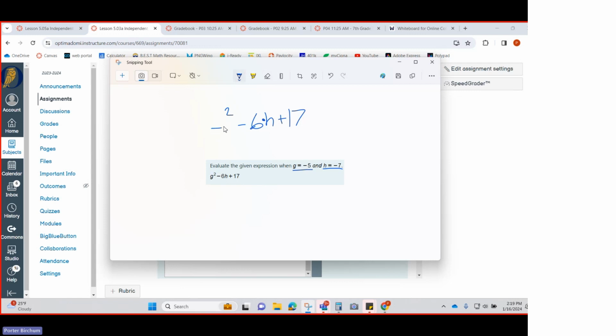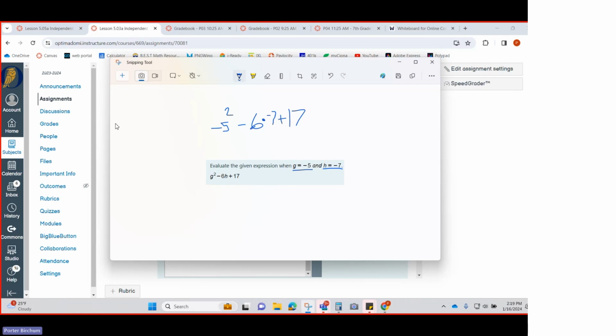What is my answer if g is -5? Let's see. What is my answer if h is -7? Let's replace h with -7. I have here -5 to the power of 2 minus 6 times -7 plus 17.